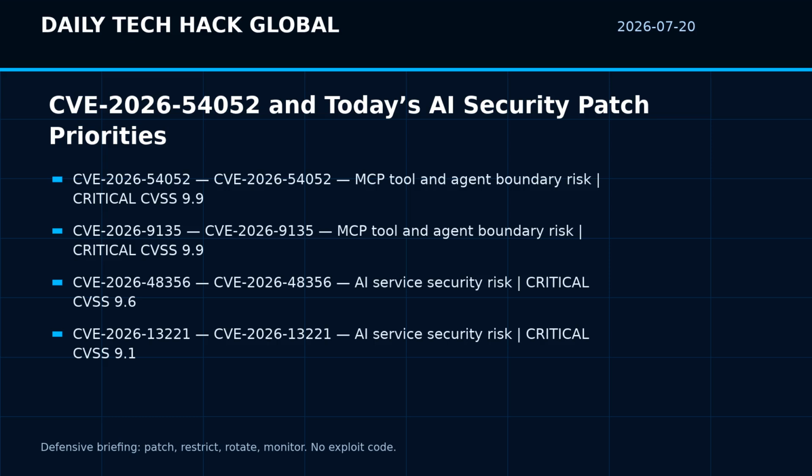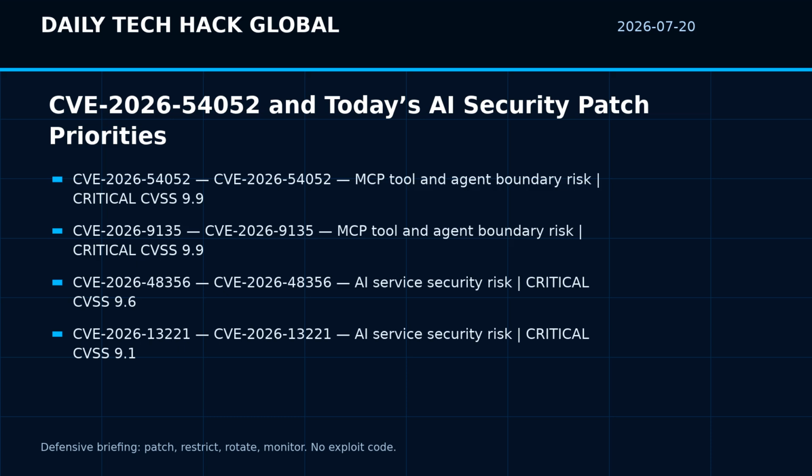If your team runs cloud workloads, AI services, developer pipelines, or internet-facing infrastructure, today's security question is simple. Which patch changes your blast radius first? This is Daily Tech Hack Global for July 20th, 2026. The facts in this briefing come from NVD, CISO when reachable, and linked vendor advisories. I will keep the discussion defensive, no exploit commands, no payloads, and no step-by-step attack chains.